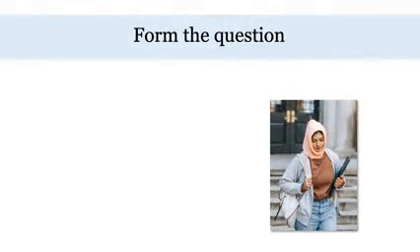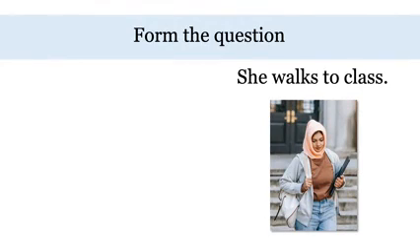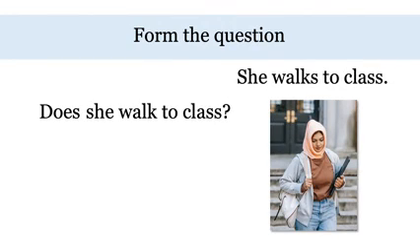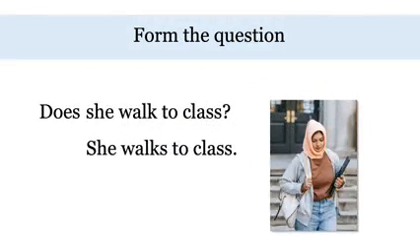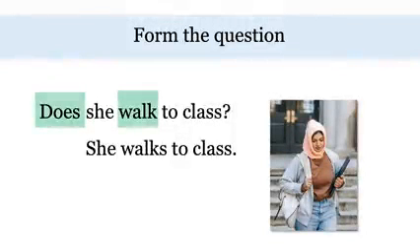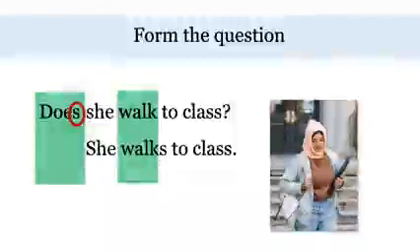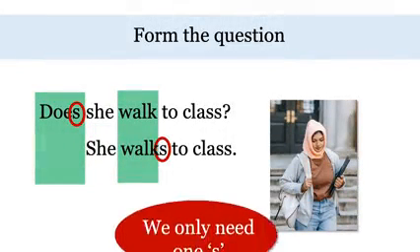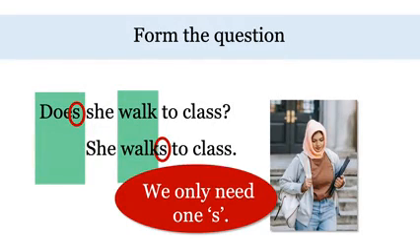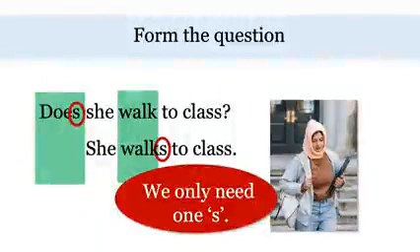Okay, one more. Form the question. This time the sentence is, she walks to class. Okay, I see an S and a she. So what is our first word? Does. Does she walk to class? Okay, let's look. When we match up these sentences, we've got does and walk. Does she walk to class? And if we look through, you can see there's an S on does and the S on walks. We only need one S. So do not put an S on the walk in does she walk to class.